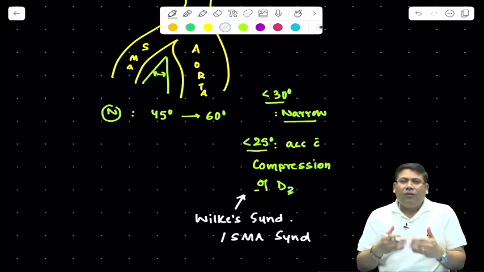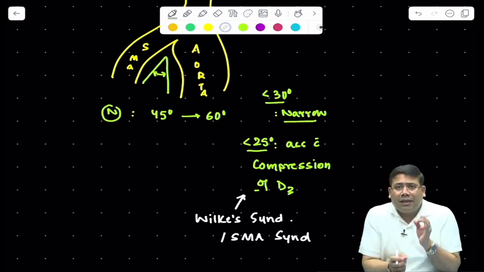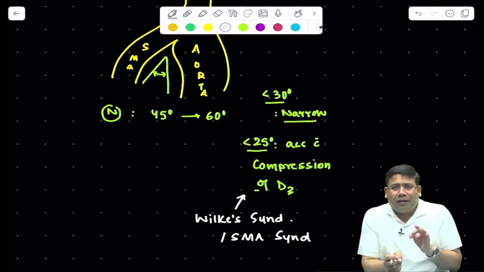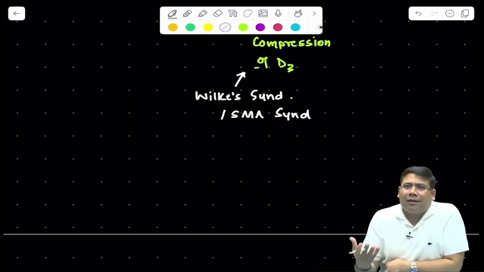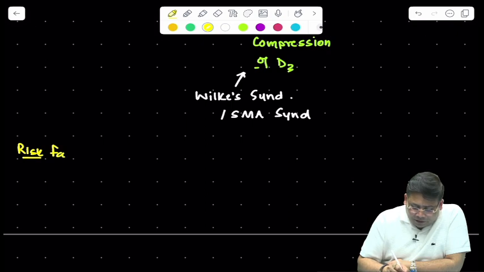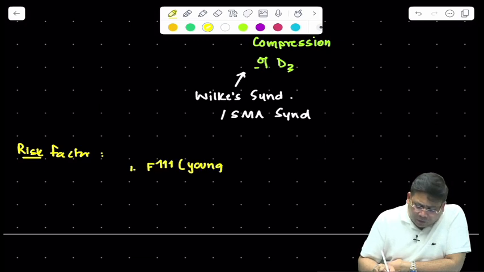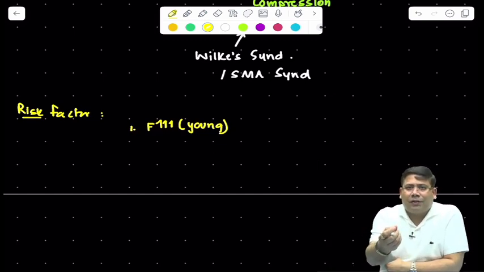Now when we are talking about evaluation of this, what are the important things that we need to understand in Wilkie's syndrome? Let us see all these things. Who is at risk? What is the presentation? When we talk about the risk factors, the first very important thing is gender, and females. It is very common in young females. Why? Because of young asthenic females, this is the word that is used.